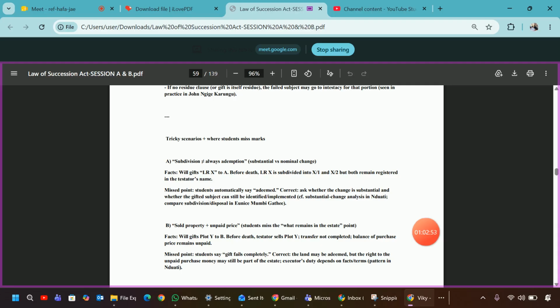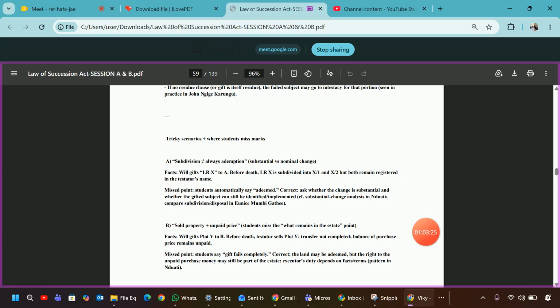Before death, LR X is subdivided into X1 and X2, but both remain registered in the testator's name. Students automatically say adeemed. The correct approach is to ask whether the change is substantial and whether the gifted subject can still be identified and implemented. If substantial change, analysis is in the decision, compare subdivision or disposal.